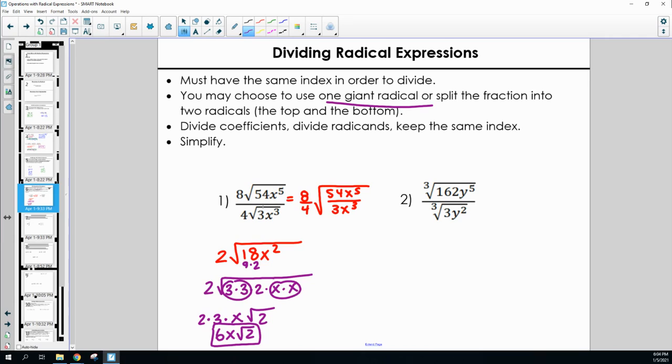Okay, so we could do it separately with the top simplify it, the bottom simplify it, but then we're going to have more work to do. So we want to make sure that we try to do this the easiest way that we can.